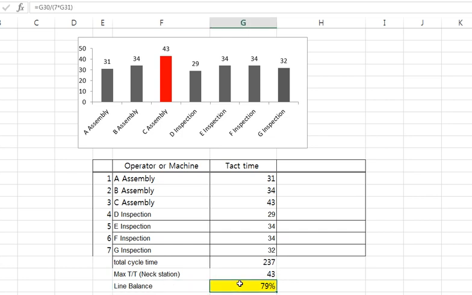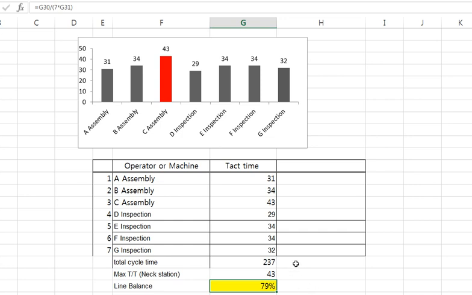So the line balance is calculated like this: the total cycle time divided by the total station number, which is 7, and then the max takt time station is this one. The calculation is like this. So in this case, the line balance is 79%.